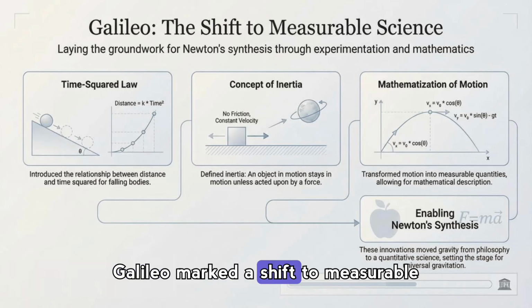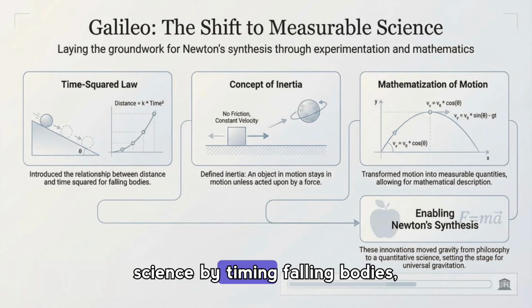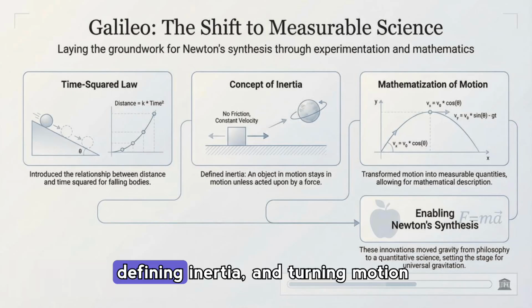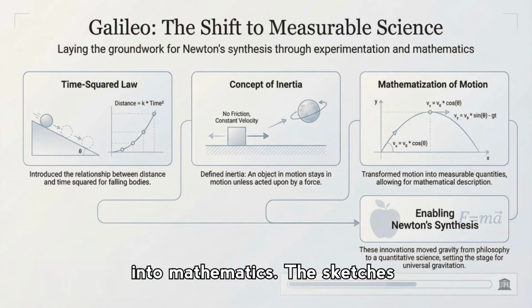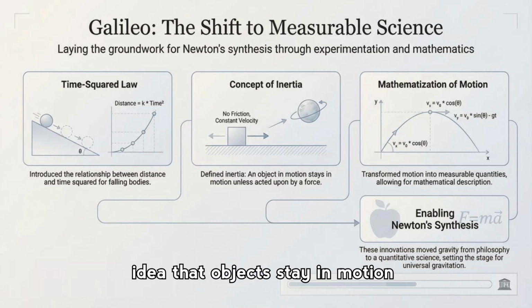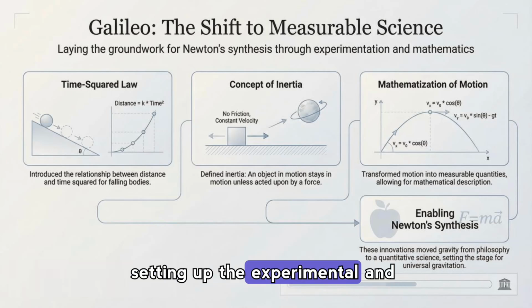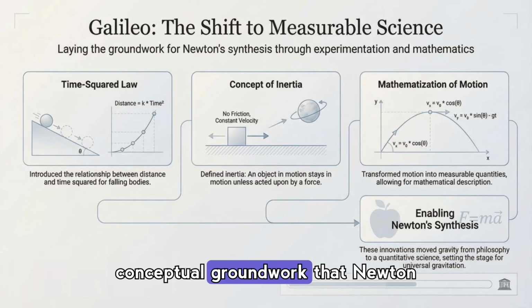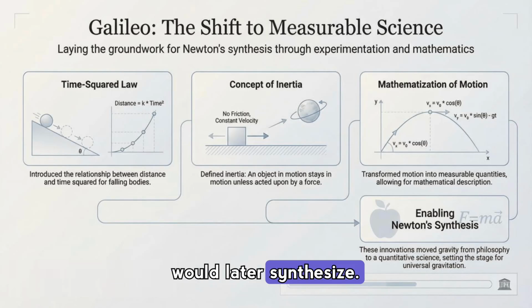Galileo marked a shift to measurable science by timing falling bodies, defining inertia, and turning motion into mathematics. The sketches summarize his time-squared law, the idea that objects stay in motion unless acted upon, and the early mathematization of trajectories, setting up the experimental and conceptual groundwork that Newton would later synthesize.